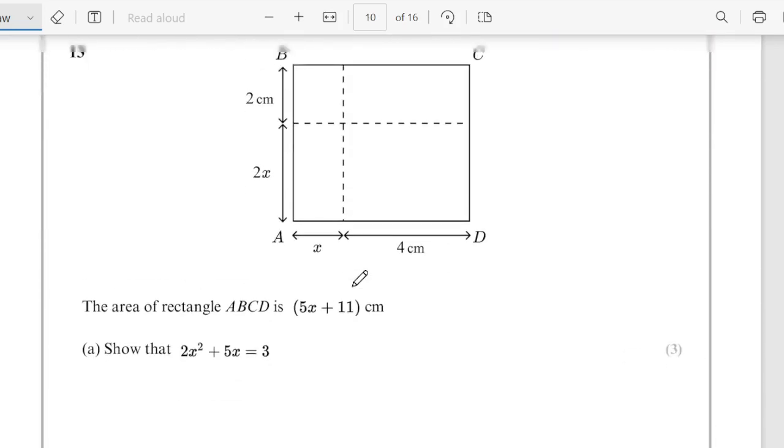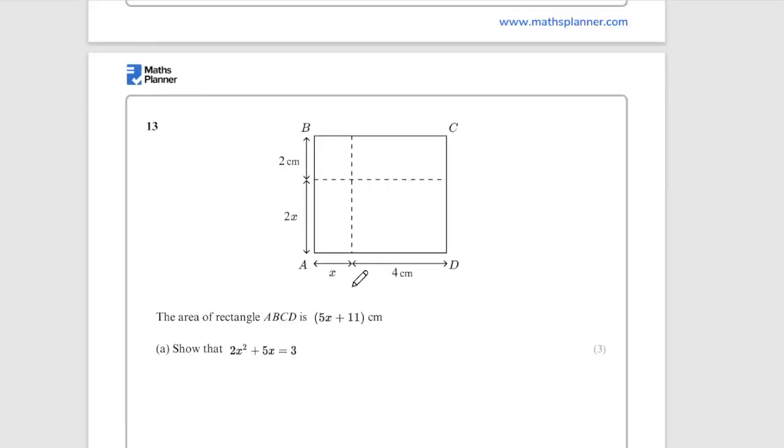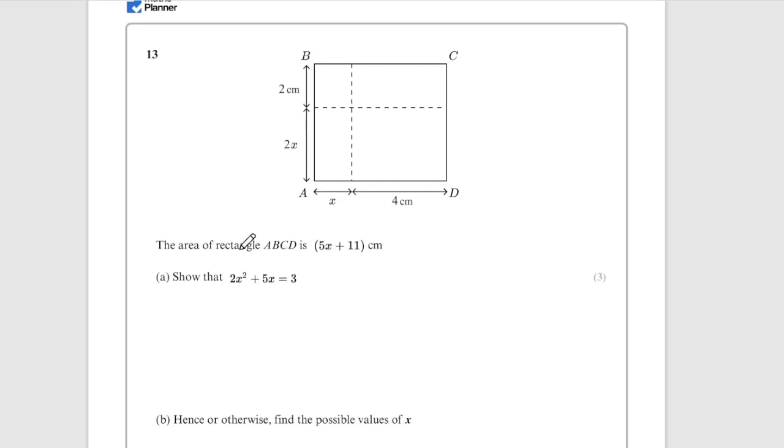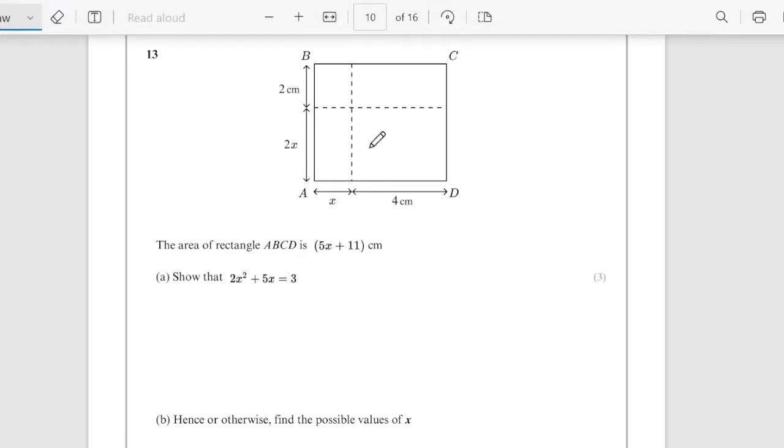Okay, question 13. The area of the rectangle ABCD is 5x plus 11. Show that 2x squared plus 5x is equal to 3. So in effect, I'm going to multiply out this bracket. The area is going to be found by, actually, this is quite a nice one to do on the diagram. So treat it as a multiplication grid in a way.